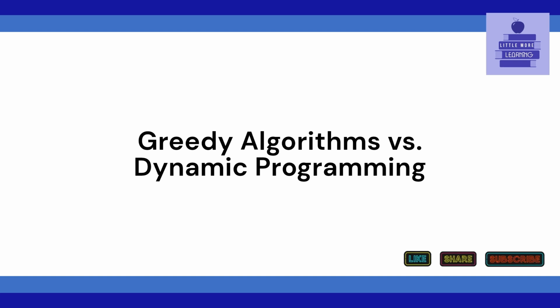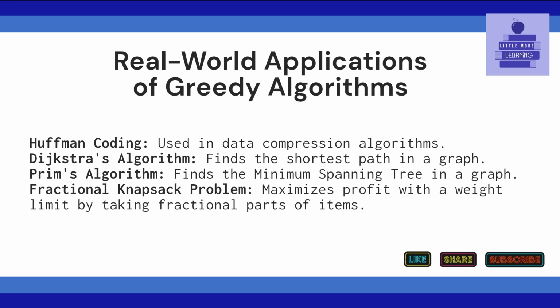Unlike dynamic programming, where we consider all possible solutions and choose the best one, greedy algorithms make decisions based on the current situation without revisiting or reconsidering previous decisions. This makes them faster, but they only work when the problem has the greedy choice property and optimal substructure. Greedy algorithms are used in various real-world applications such as Huffman coding, Dijkstra's algorithm, Prim's algorithm, and the fractional knapsack problem.